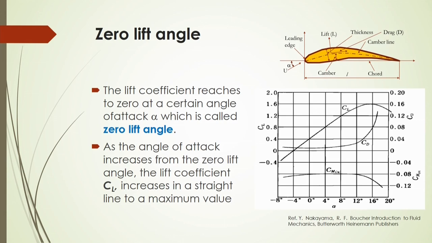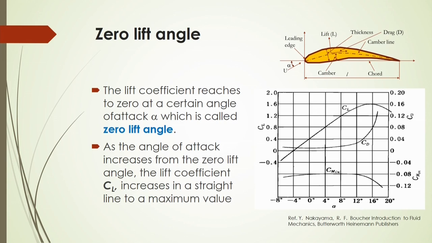Whereas you will see CD at around a 16 degree angle, it will be increasing. Before this 16 degree angle, that means if the angle is less than 16 degrees, then the CD will almost remain constant, and the momentum coefficient will also remain almost constant. But the momentum coefficient will decrease beyond this 12 degree, and it will increase for the drag coefficient beyond this 12 degree also.